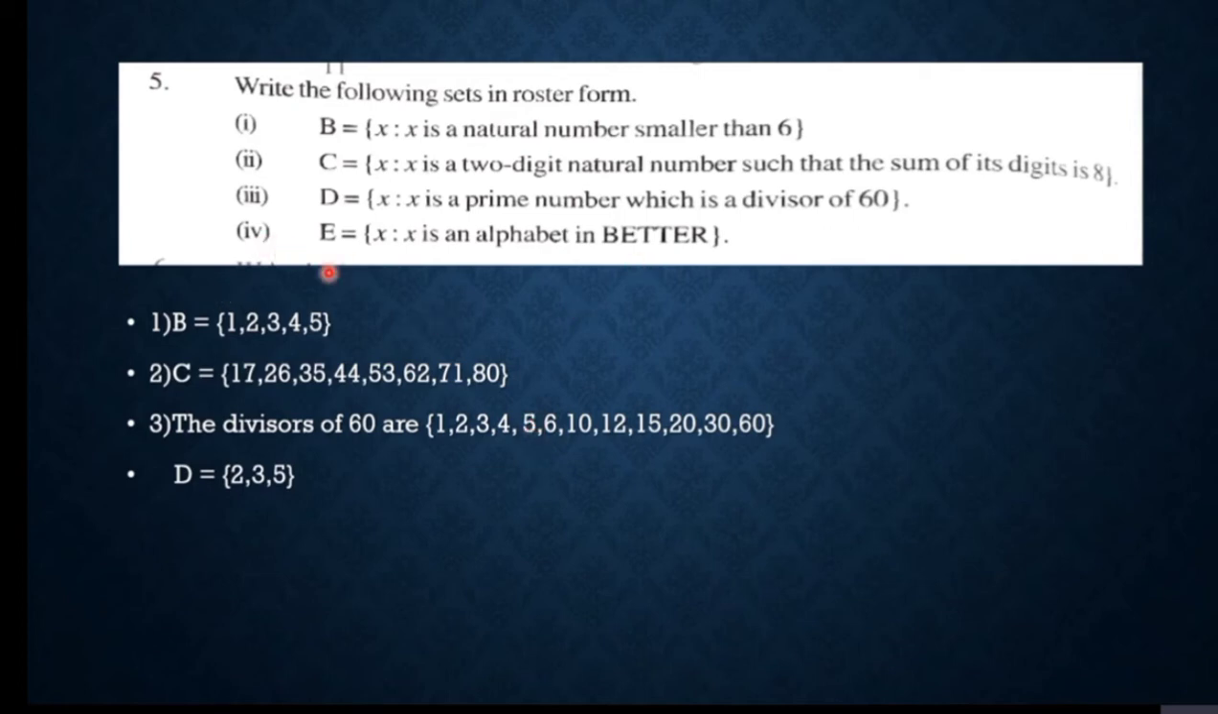Last question, fourth question. E is equal to x such that x is an alphabet in the word BETTER. So the answer is here. What are the letters? B, E, T, R. E is equal to B, comma, E, comma, T, comma, R. This is the answer. Here the elements are not repeated.